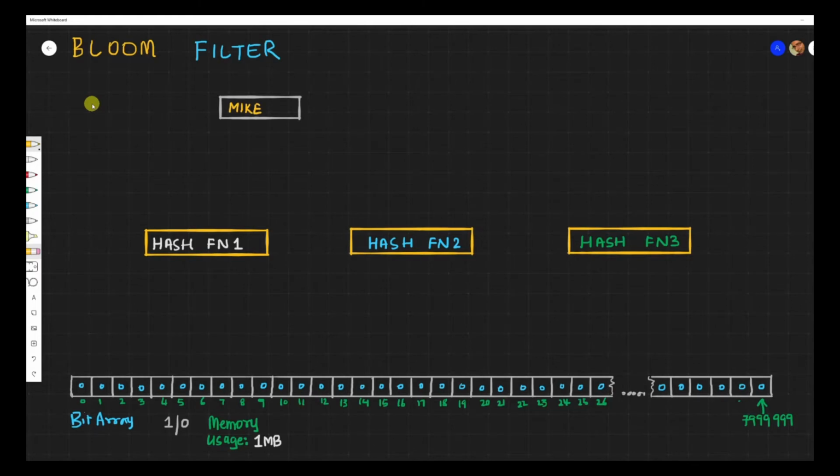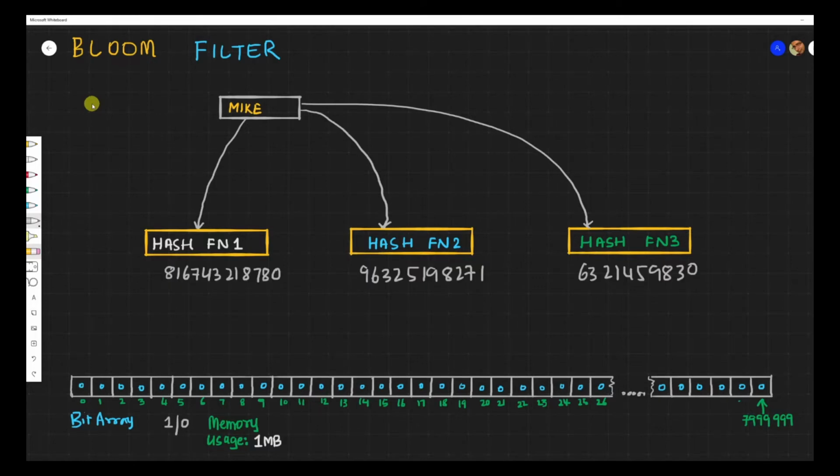It will pass it through all the hash functions. This Mike will go through all the hash functions. And remember, these are different hash functions, and they will produce 3 different outputs for the input Mike. Then let's say these are the numbers that were produced. Now we know we have a bucket size of 8 million.